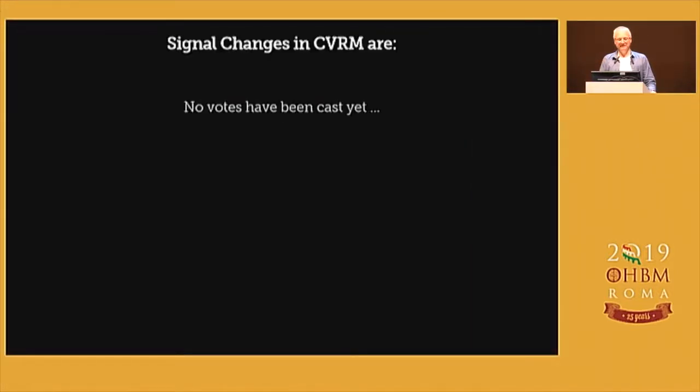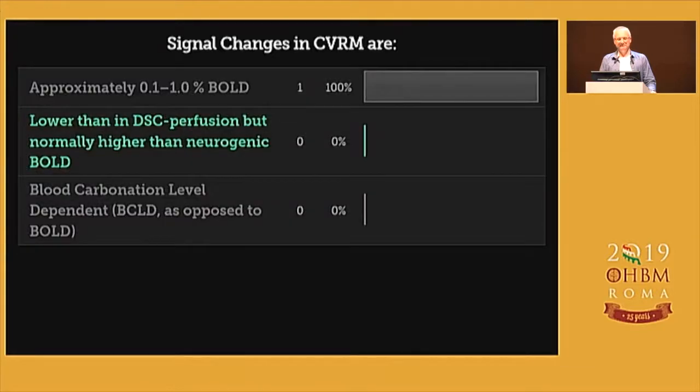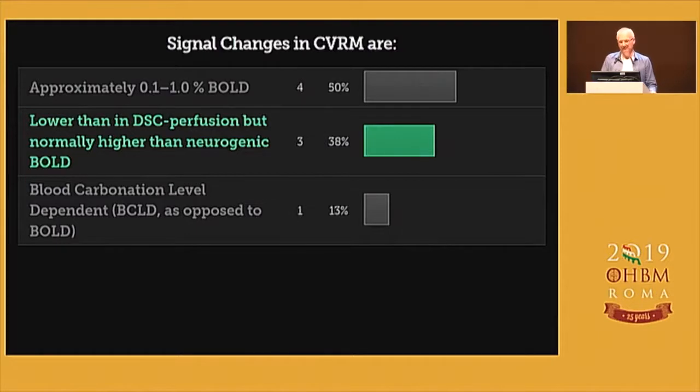No votes yet. Okay. I love that some people are picking the BCLD because I made that up. So, yeah, actually, the majority was wrong. It's lower than in DSC perfusion, but normally higher than neurogenic BOLD. Now you can argue, what does normally mean? We can discuss that.